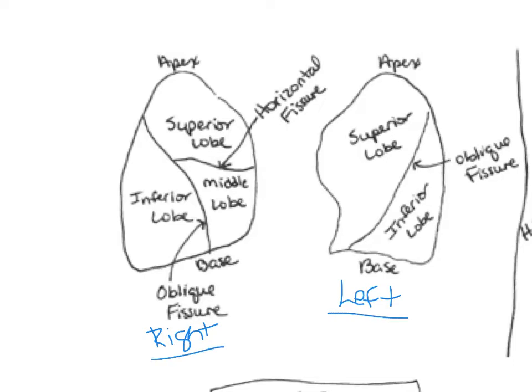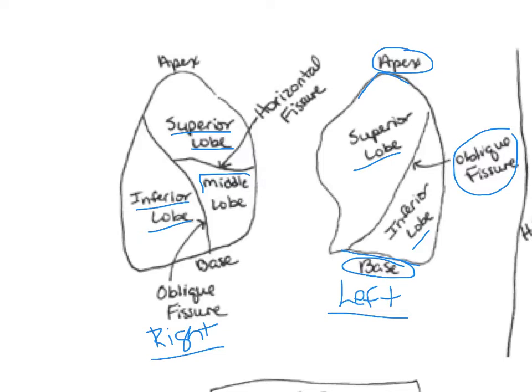The left lung has two lobes. It has a superior lobe and an inferior lobe, and they're divided by an oblique fissure. Each of the lungs comes to more of a point at the top, and we call that the apex. And at the bottom it's more flat, and we call that the base. If we look at the right lung, it also has a superior lobe and an inferior lobe, but then it also has a middle lobe. The left lung can't have a middle lobe because there's a notch right there where the heart sits. That makes room for your heart.